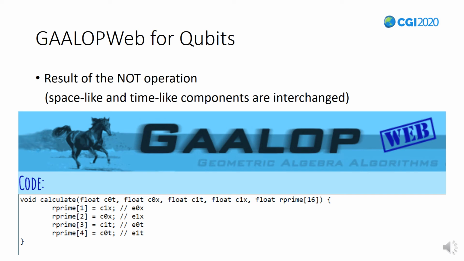Means R is a linear combination of C0x, C1x, C0t, and C1t, and the C1x and C0x are interchanged, and the C1t and the C0t are interchanged. Means the result shows us that exactly the coefficients that have to be interchanged are now interchanged.